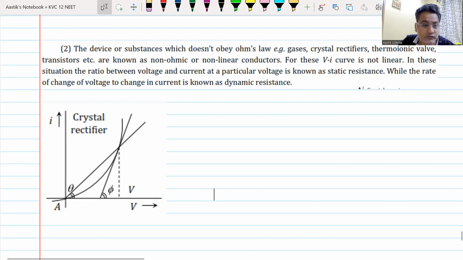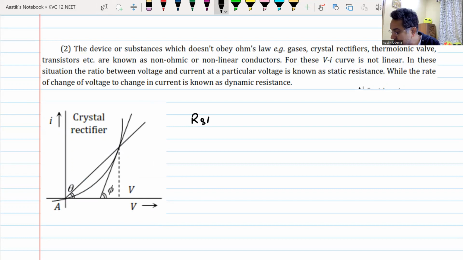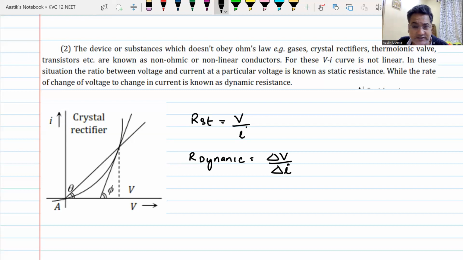So they can have two types of resistances. One is known as static resistance, and the static resistance is simply V divided by I. The other is known as dynamic resistance, which is change in voltage divided by change in current. We will come across this dynamic resistance in the chapter on modern physics. So these are known as non-ohmic devices.